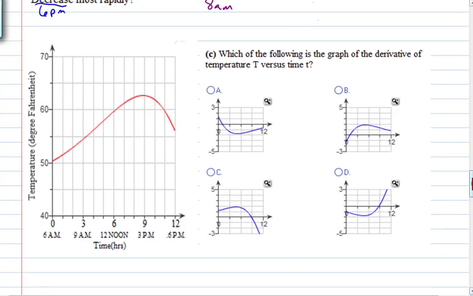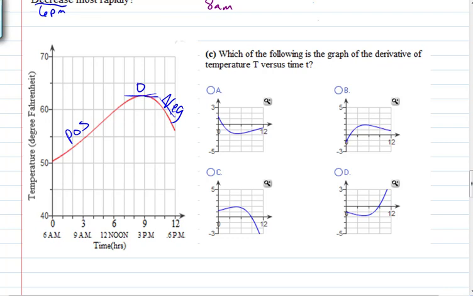And then part C, which of the following is the graph of the derivative of the temperature T versus time T? All right, one of the things you need to notice is this is increasing. You've already said that, right? If the function is increasing, is the derivative going to be positive or negative? Positive. The derivative is going to be positive. Right here at this time, the graph of the function has a horizontal tangent. What is the slope of a horizontal line? 0.